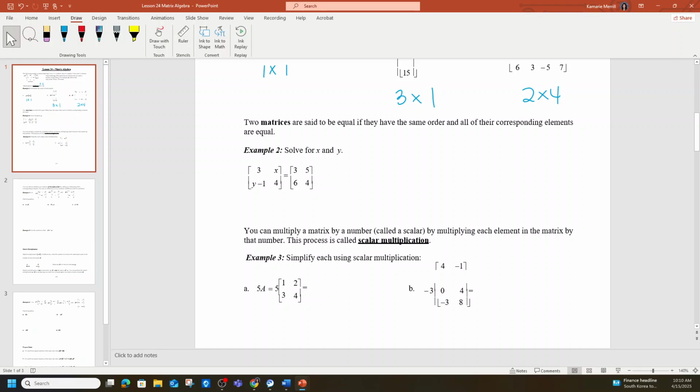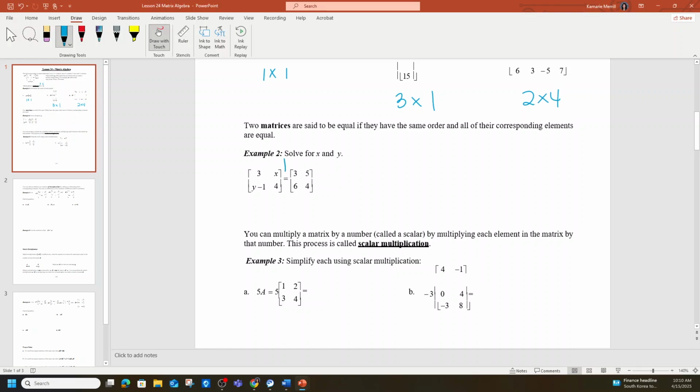So since these are the same order, I could solve for missing parts. If I claim that this matrix equals this matrix, what would you guys be able to say? Yep, you'd be able to say x equals 5, and what else would you be able to say? Y minus 1 does equal 6, therefore y would be a 7. Yep. So this is just basic algebra and arithmetic of matrices. That's why it's called matrix algebra. We're learning what algebraic steps you guys are allowed to do with matrices and what operations you do.